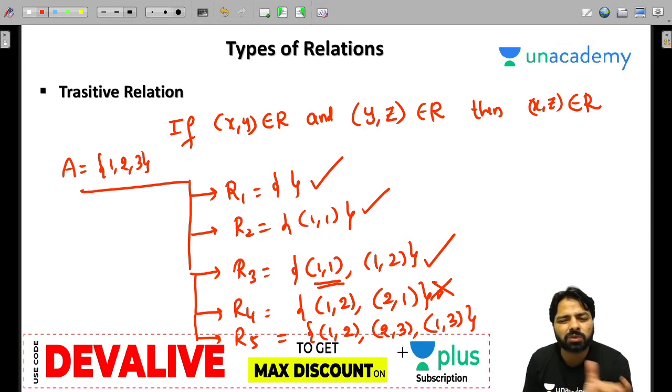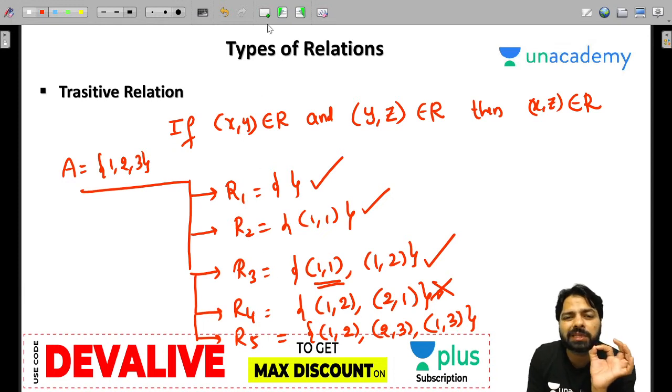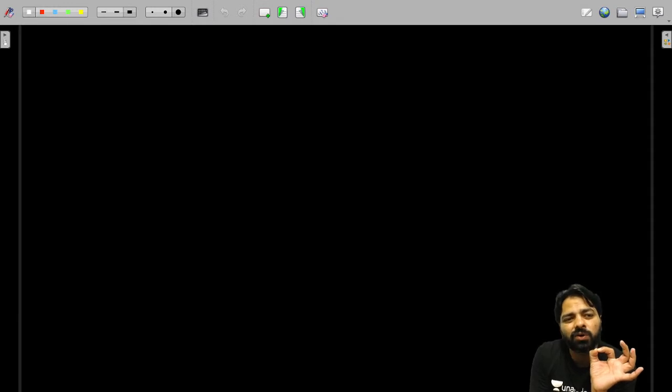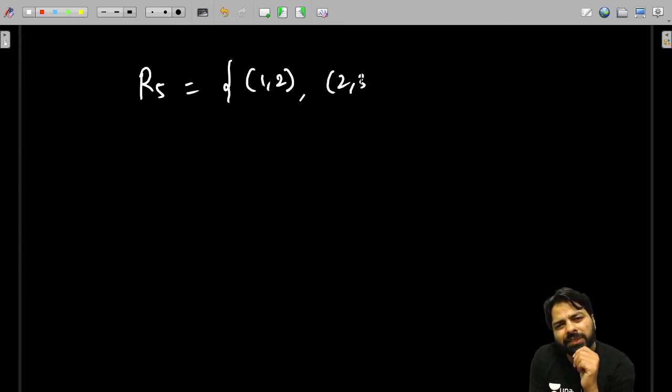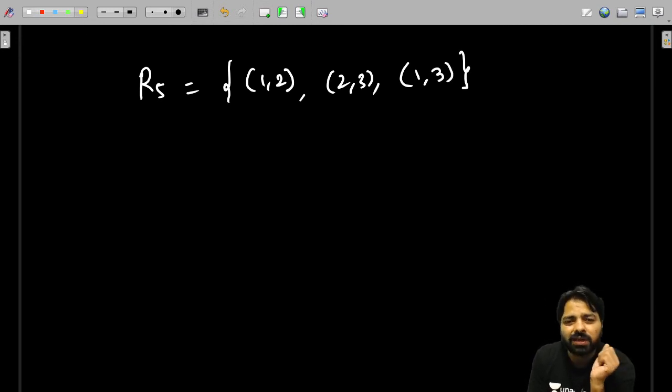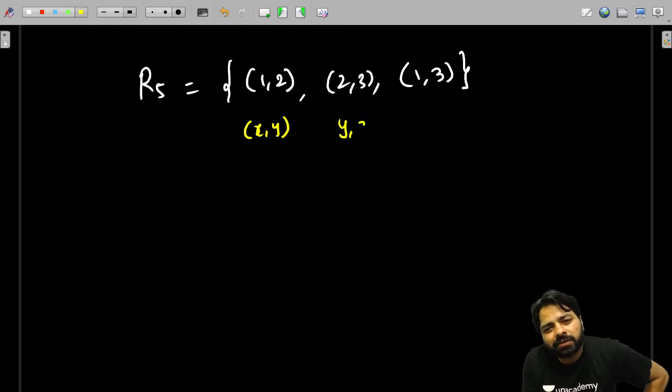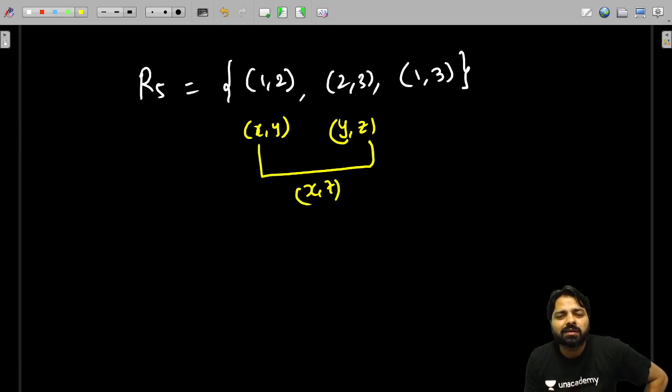And here (1,2), (2,3), (1,3). But here the problem is, most of the people are not good at identifying. I'll just tell you R5. How do you apply it basically? I'm just giving you a technique. (1,2), (2,3). It was directly visible, so you answer it, but you should not do it that way. Take (1,2) as x comma y. Now look for y comma z. That is only possible here. So now you are looking for x comma z. That's also there. Is that fine?